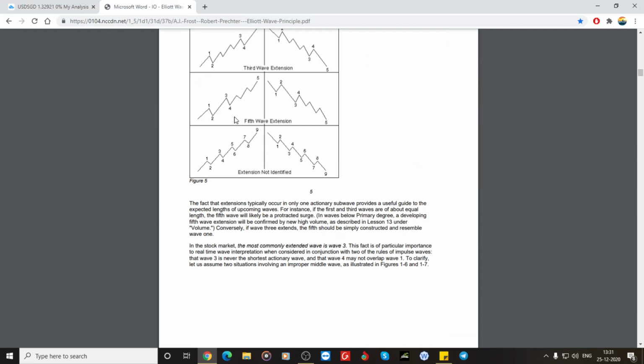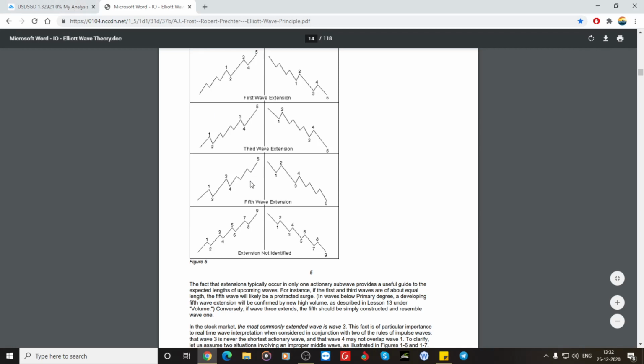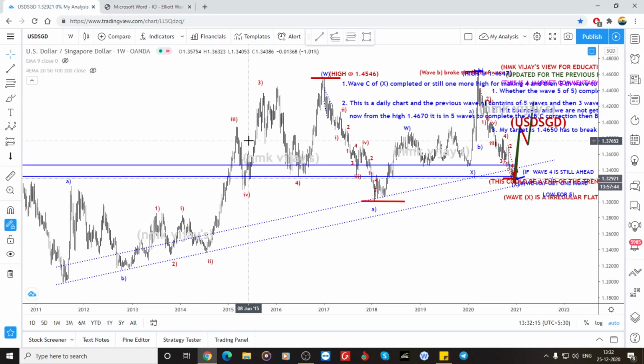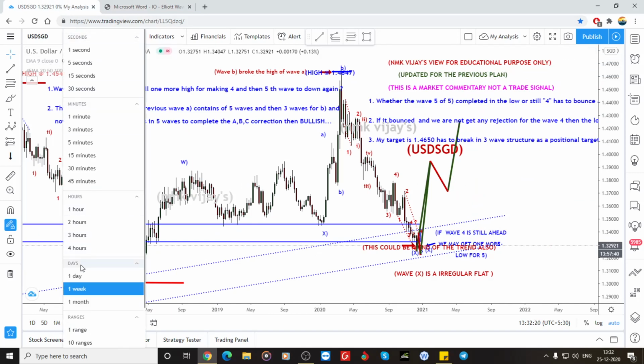Here, that fifth wave in the bullish is also extended. Sometimes, in most cases, the third wave is extended, and in rare cases wave 1 is extended, and most of the time in the commodity market the fifth wave is extended. So for this one we can take an example of USD SGD in the intermediate wave on the daily chart.